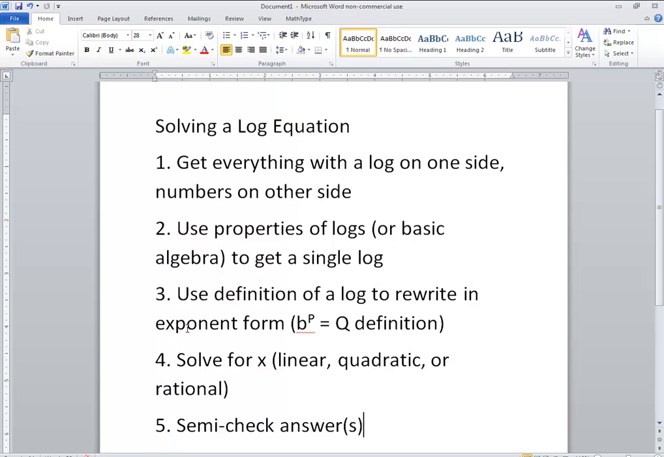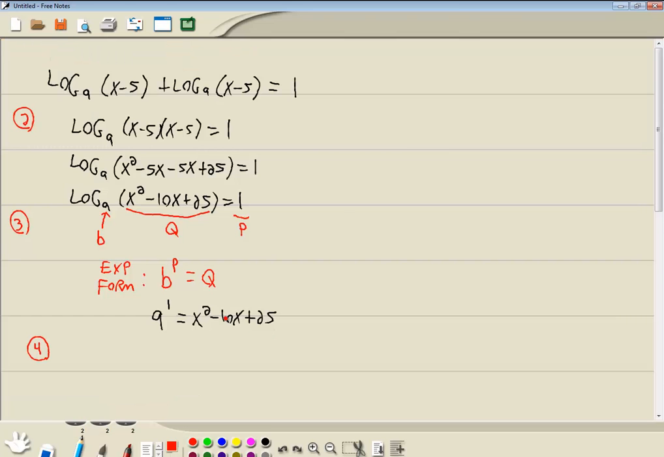Now step 4: Solve for x. This is a quadratic. And we're going to use the zero factor property, or you could use the quadratic formula if it doesn't factor. But either way, we need to get 0 on one side. So I'm going to take that 9 and move it over. Remember, when you move anything across your equals, your sign changes. So we're going to have x squared minus 10x plus 25 minus 9, which is 0, is equal to x squared minus 10x plus 16.